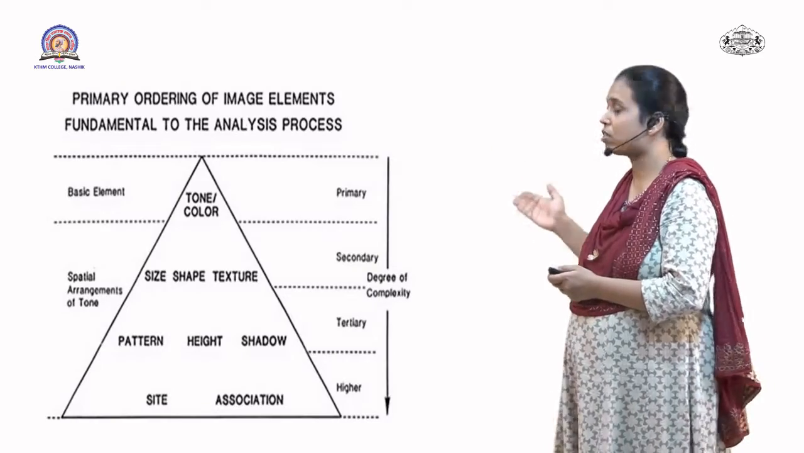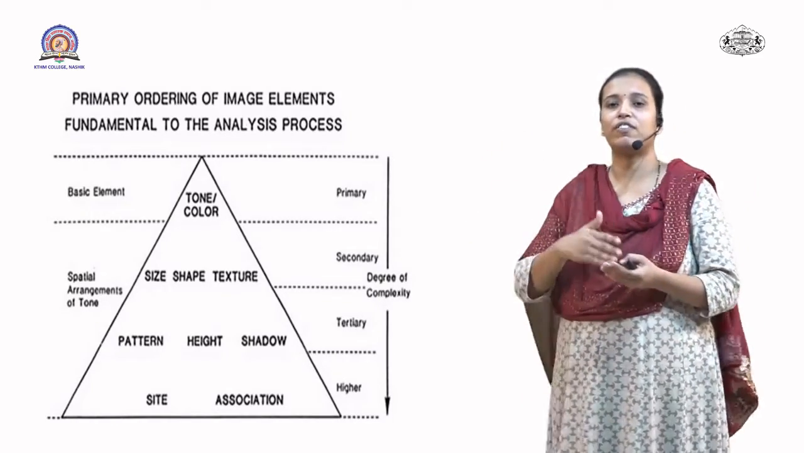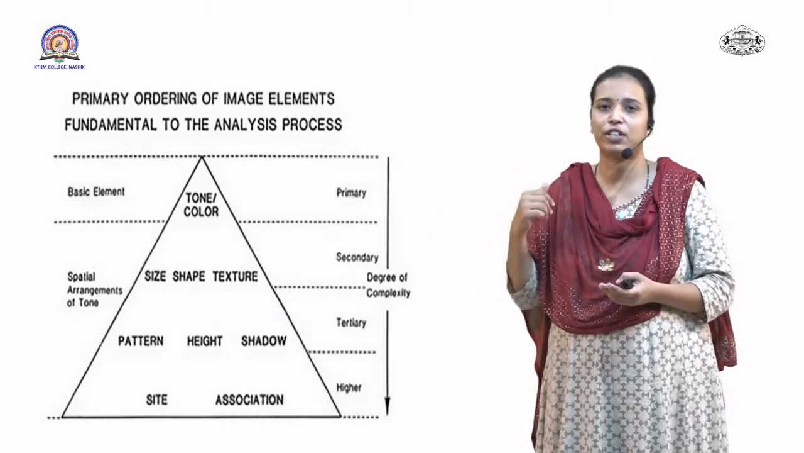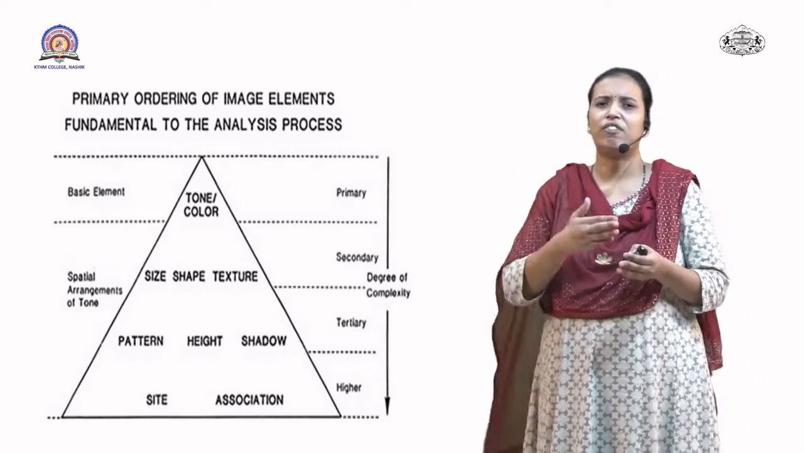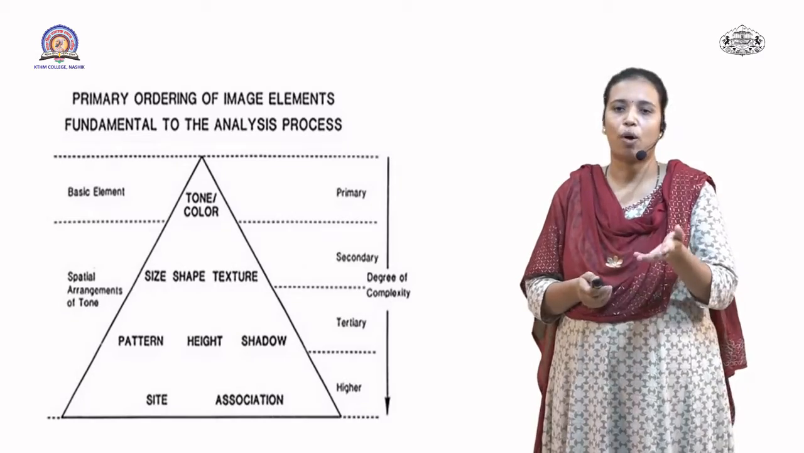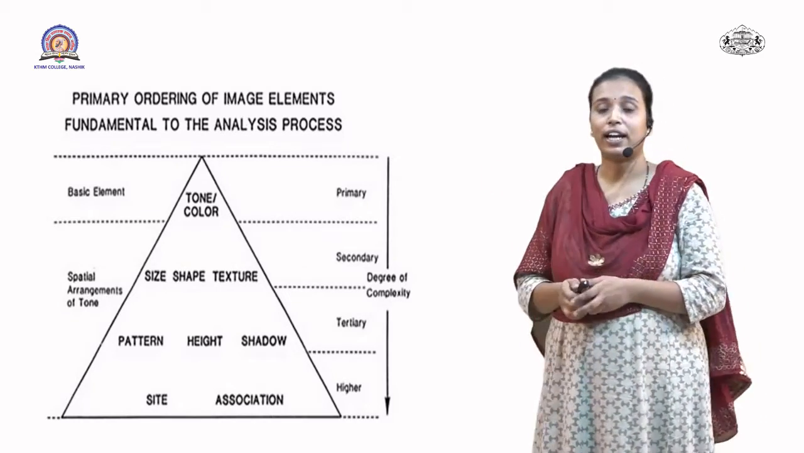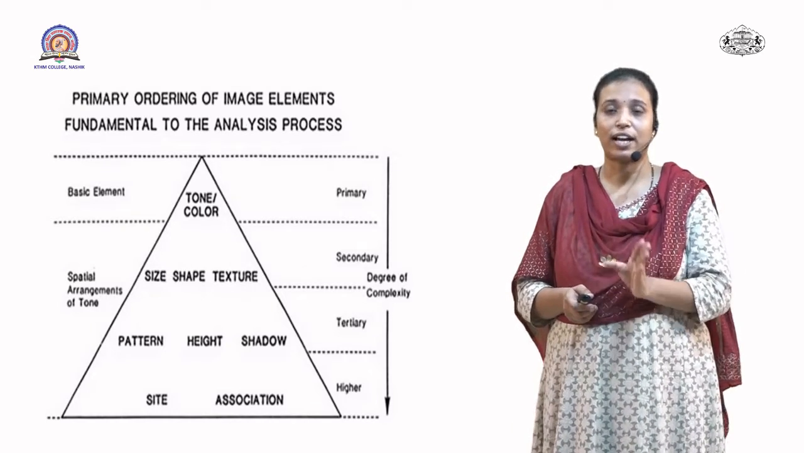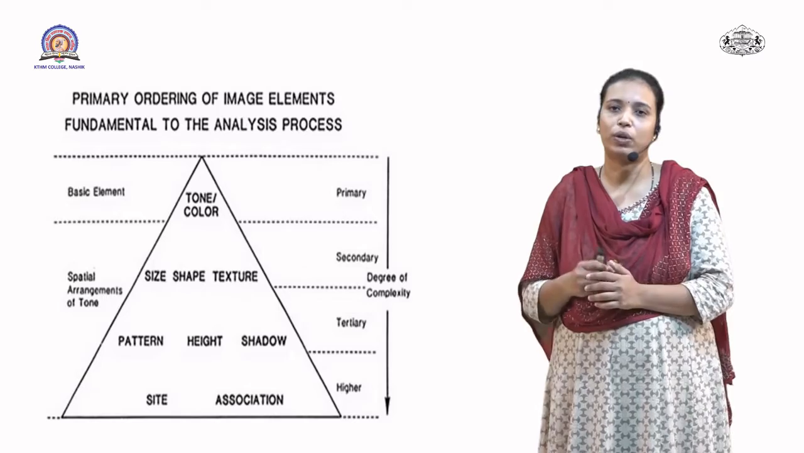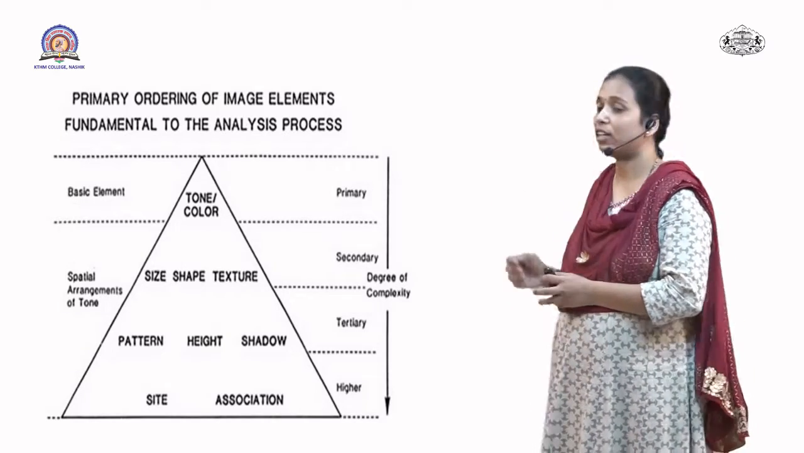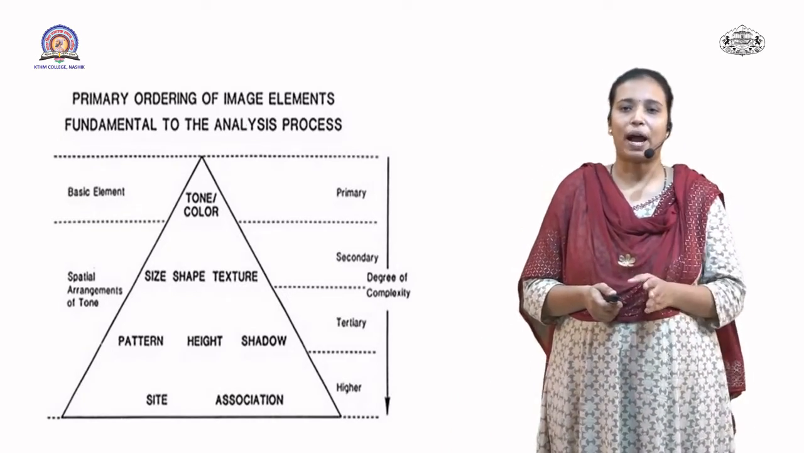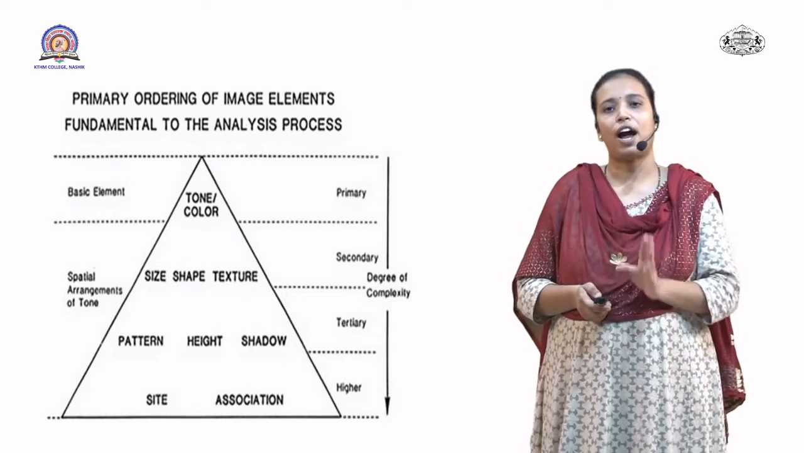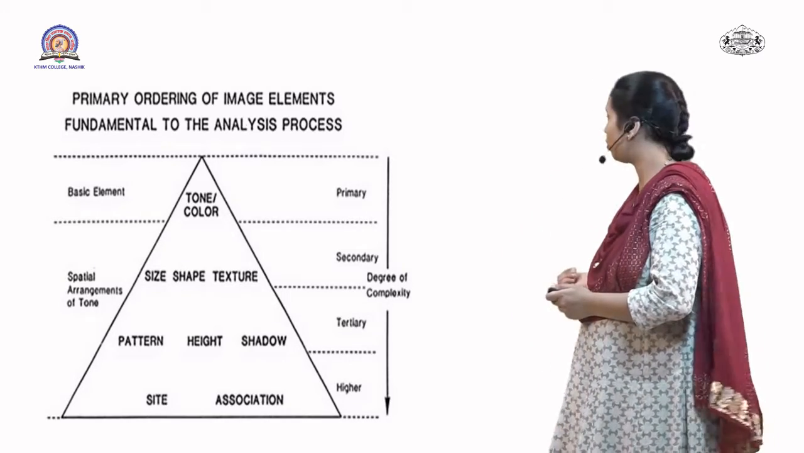pattern. Now this is a triangle which shows how the elements are differentiated into primary, secondary and tertiary form. The first is primary, which shows the tone and color of any object. The second is the secondary form of the elements, that is size, shape and texture of that particular element. The third one is the tertiary part, which covers the pattern, shadow and height of that object, and the fourth one is the site and association.